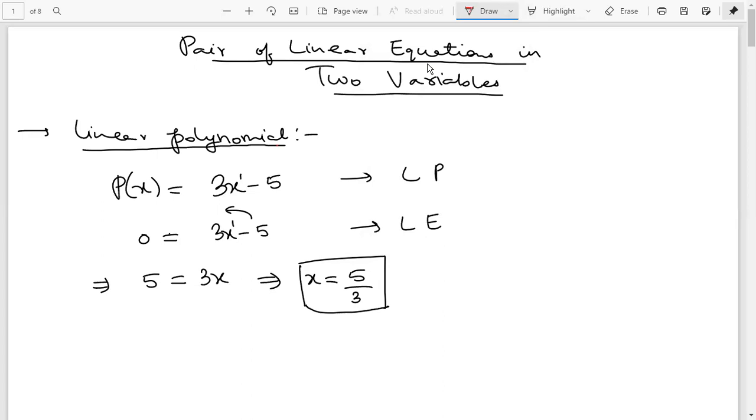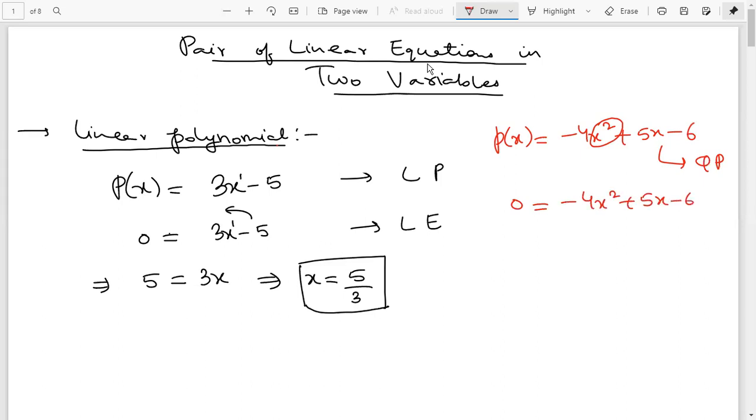Polynomials. Suppose we have one more case. Suppose this is p(x), any polynomial, 4x square plus 5x minus 6. This is a quadratic polynomial, right? You know this, because the degree is 2. So we can say QP, I'm writing in short, quadratic polynomial. When we replace this p(x) with 0, everything else will be the same: 0 equal to 4x square plus 5x minus 6. This will become a quadratic equation.